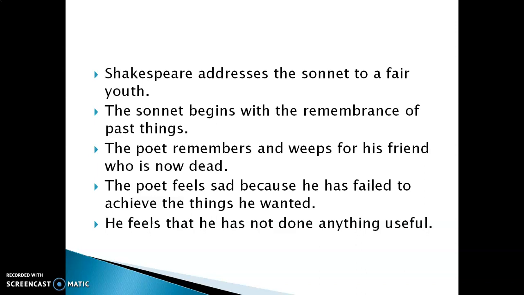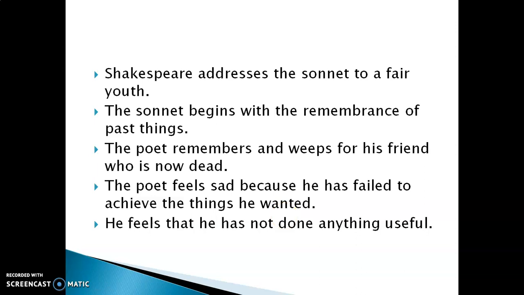The poet feels sad because the friend is no more now. The friend is not in the world. The friend is now dead. The poet feels sad because he has failed to achieve the things he wanted.